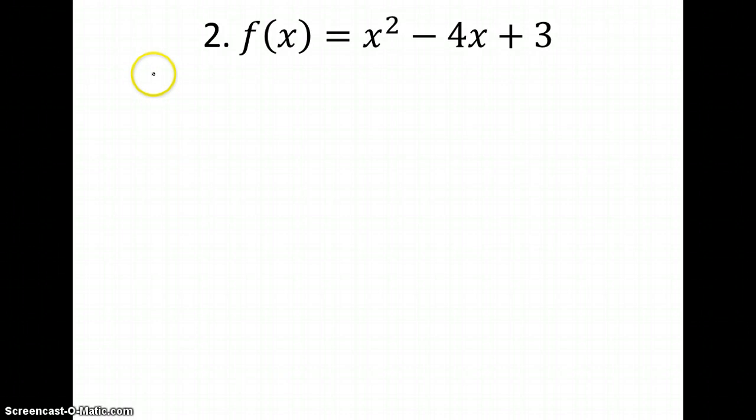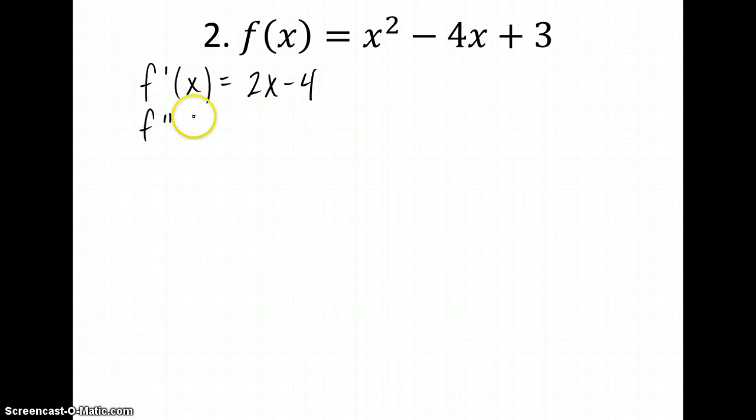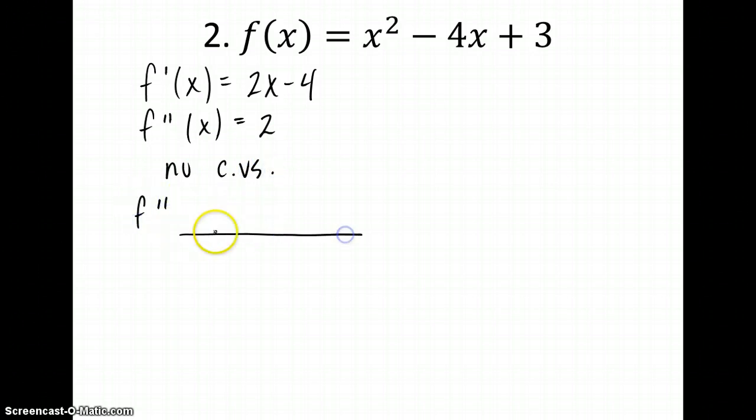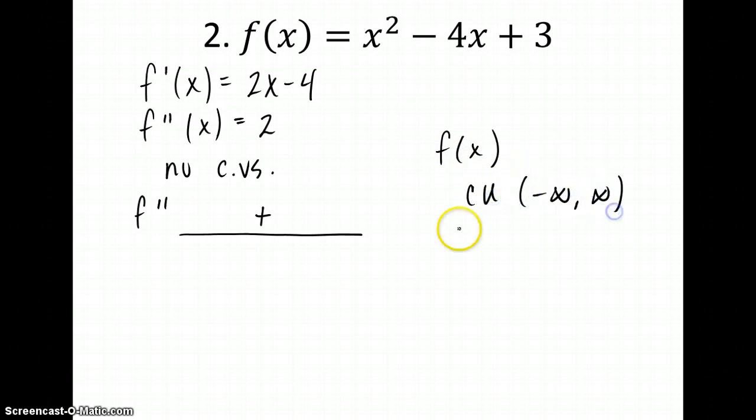Alright, so another polynomial. First derivative, 2x minus 4. Second derivative is just 2. Okay, no critical values. So if I look at a number line, I have no critical values to put on there. What do we know about the second derivative? The second derivative is strictly positive. So my function will be concave up for all real numbers.